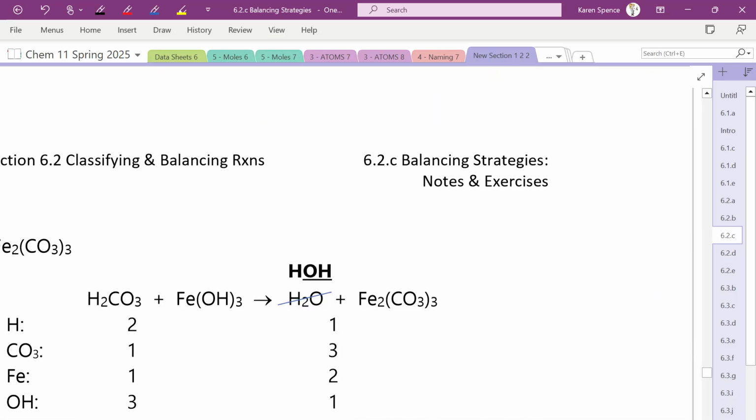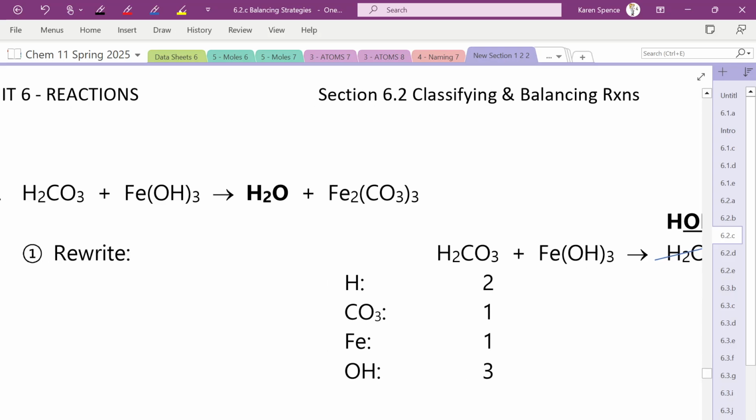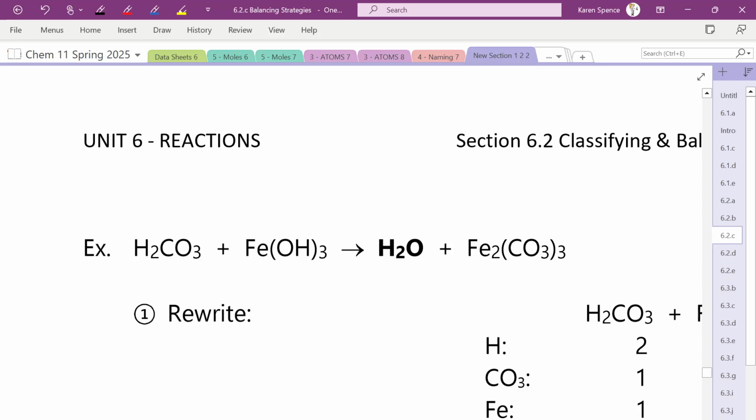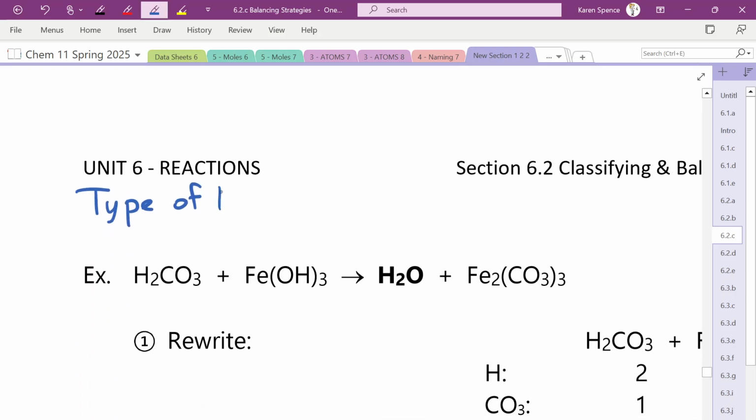Let's try this reaction here. You should get good at this. What type of reaction is this? This should be on, I think, page 37. Yeah, top of page 37. What type of reaction do we have? That is neutralization. We have a hydrogen at the beginning. That's an acid. We have a hydroxide at the end.